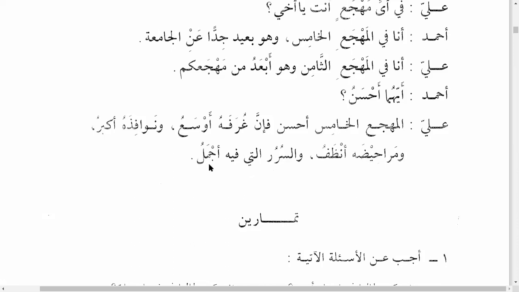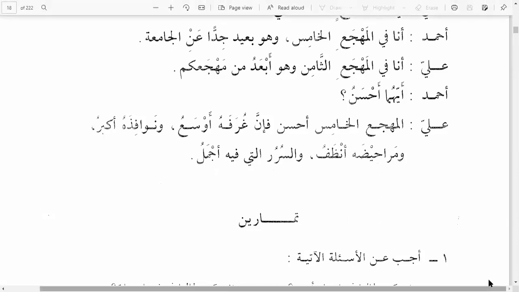Inshallah, if you go through this lesson a couple of times, try to focus on it, you will get more information about it and you will get used to it.